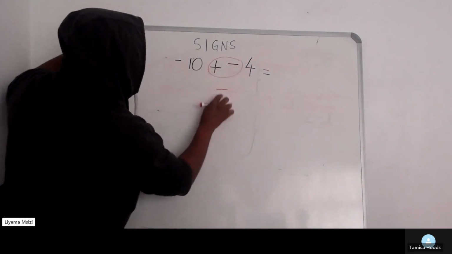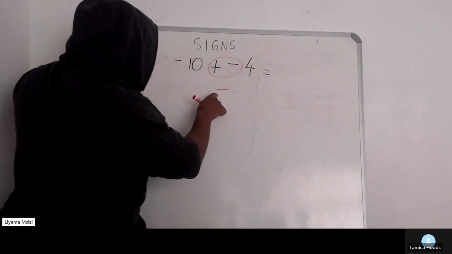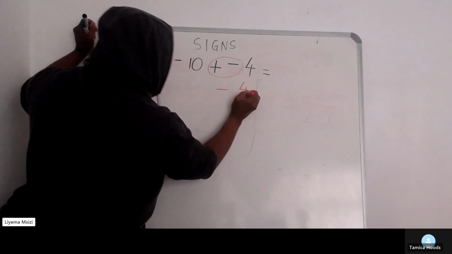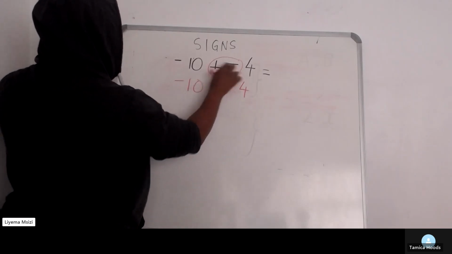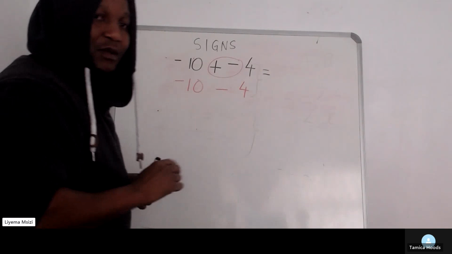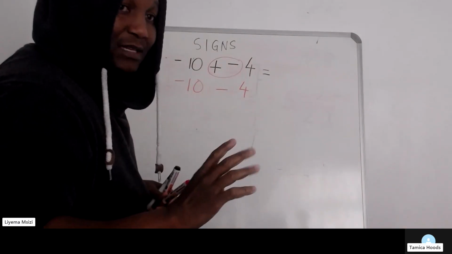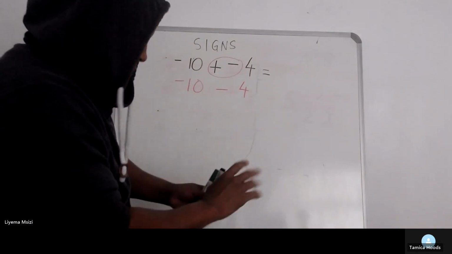Negative. Instead of writing plus and minus, I'm going to write only one sign, negative, and then I'm going to write my 4. And then here I'm going to write my negative 10. Instead of writing the two signs, I write only negative. Is that clear or not? Yeah, it's clear. Very good.